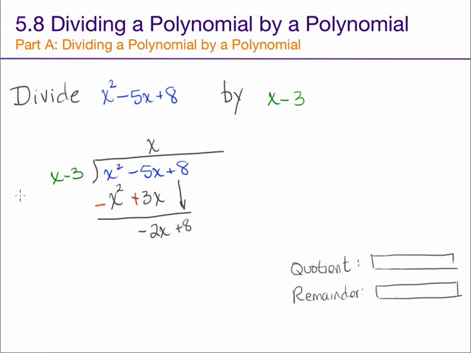What do I need to multiply by x to get negative 2x? Well, that would be negative 2. The 2 times the x is going to give me the 2x, but the negative here times positive is going to give me the negative product. Now that I've chosen negative 2, I need to multiply it by this binomial. Negative 2 times x is negative 2x. Negative 2 times negative 3 is positive 6.